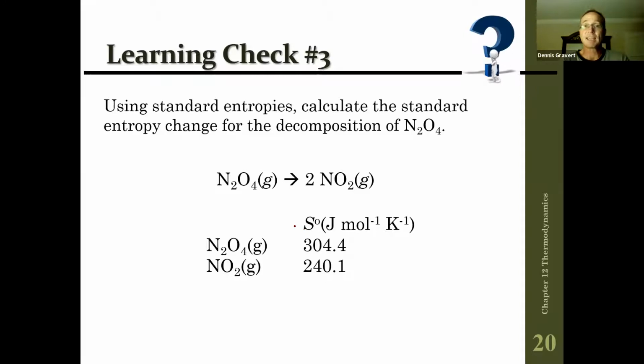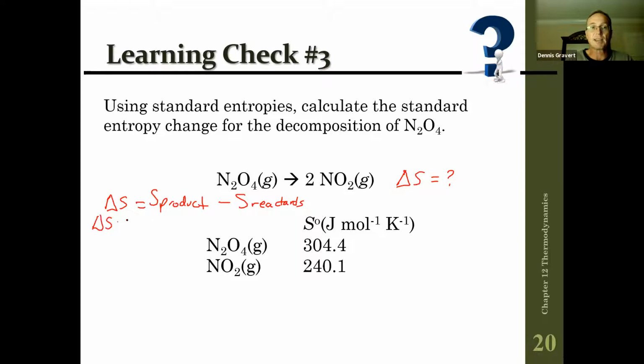So instead of saying, hey, delta H of formation is some value, calculate the heat of reaction, now we're saying the standard entropy is some number, calculate the change in entropy for this reaction. And so use Hess's law, or the modified version now: the change in entropy is equal to the S of the products, the entropy of the products, minus the entropy of the reactants.